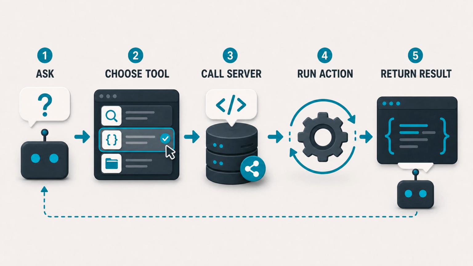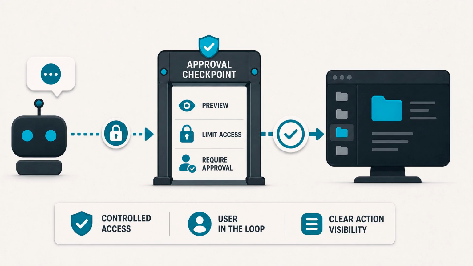You ask a question. The model decides it needs outside help. The host shows available tools from connected MCP servers. The model requests a tool call. The server runs the action and sends back a structured result. This matters because the model is not supposed to randomly control your computer. It asks through a defined pathway. The host and client can add approval steps, limit access, and show the user what is about to happen.